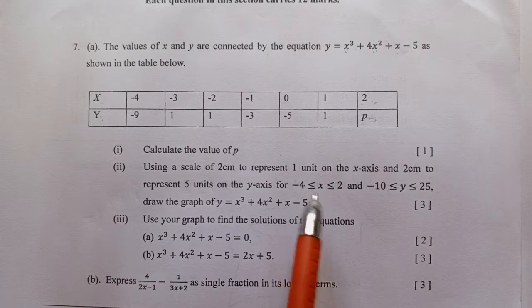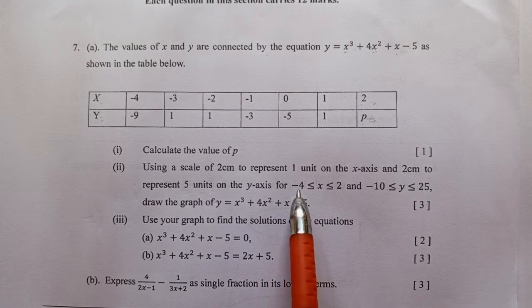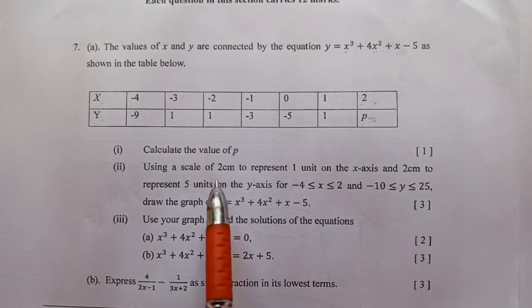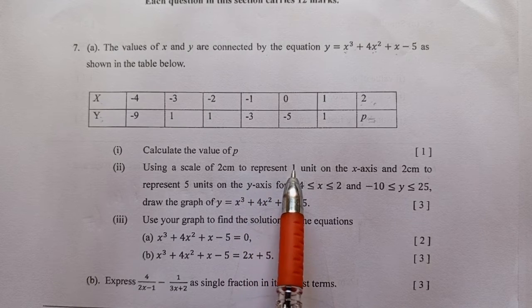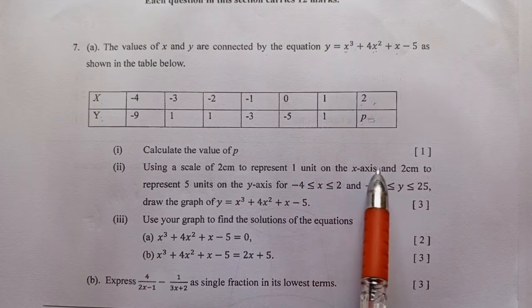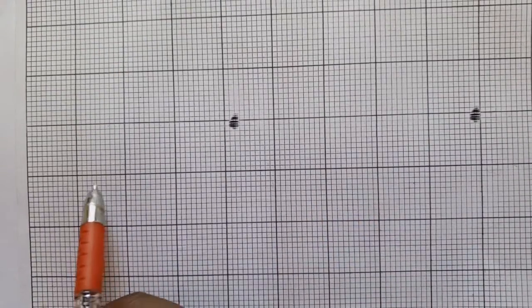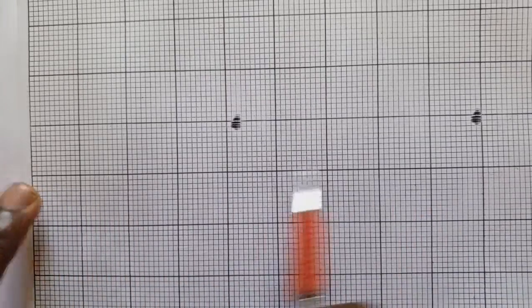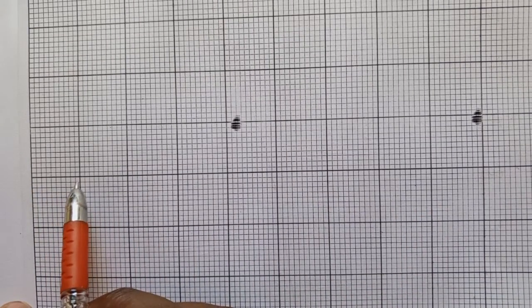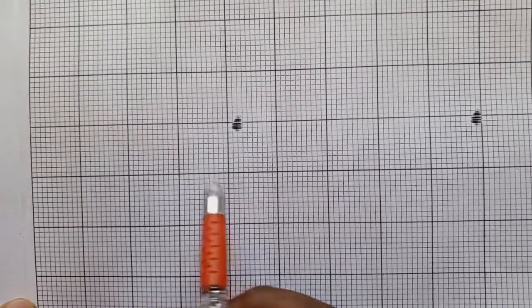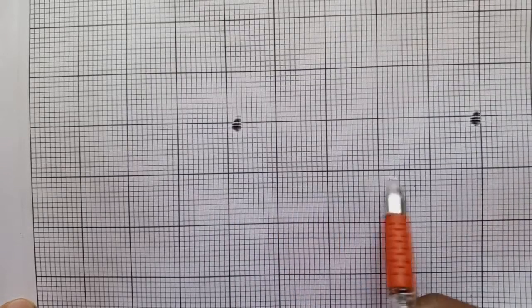Okay, so we go to question A2. They've given us this scale. So the key thing here must be the scale. This is x-axis and this is y-axis. So they're saying 2 centimeters to represent 1 unit on the x-axis. So x-axis, we are starting from -4. So now let me just do this. So for x-axis, you'll be moving in 1s from -4. So -4, -3, -2, -1, 0, 1, 2.